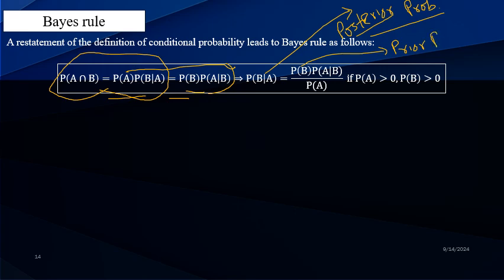Prior probability. Now tell me, everyone might be watching a lot of court drama movies, something like that. What do we call probability of A given B? And what do we call probability of A? Probability of A given B, we call it likelihood of A under this scenario, B. Likelihood.